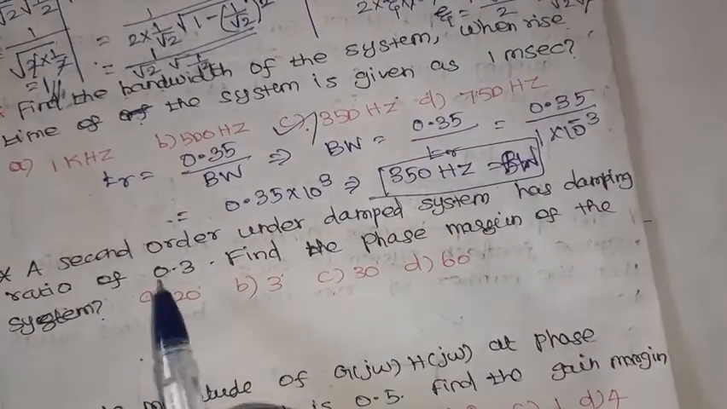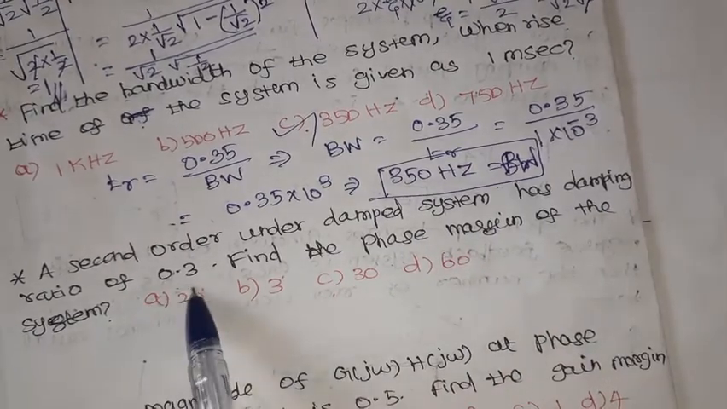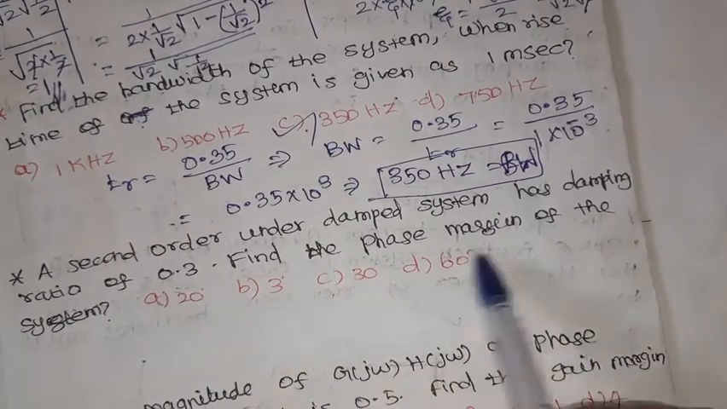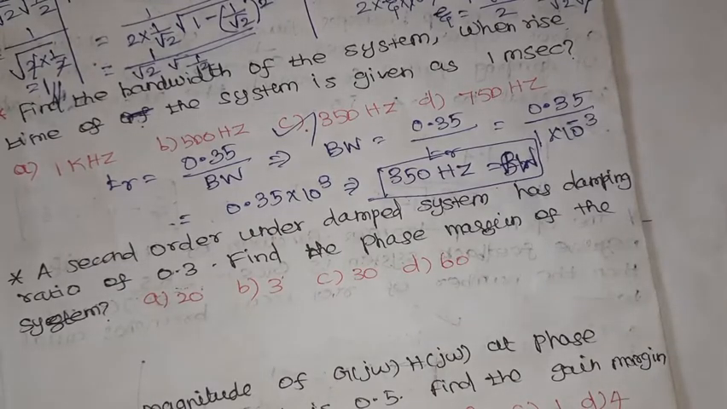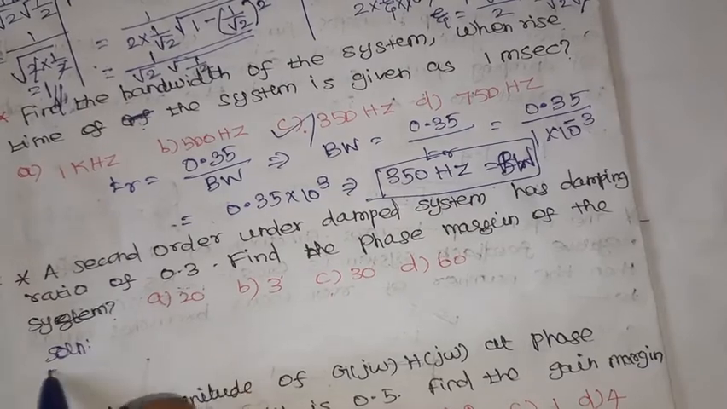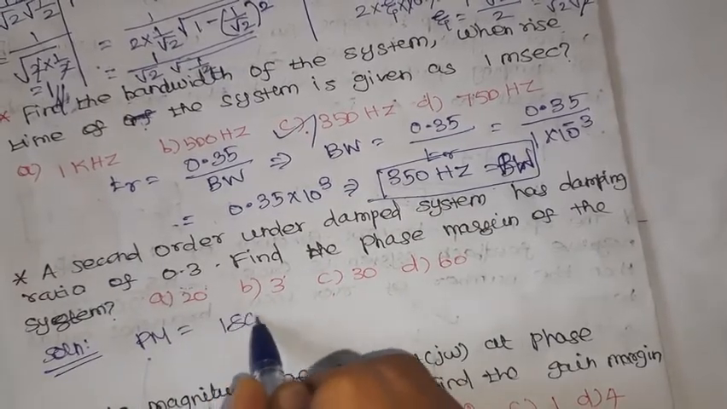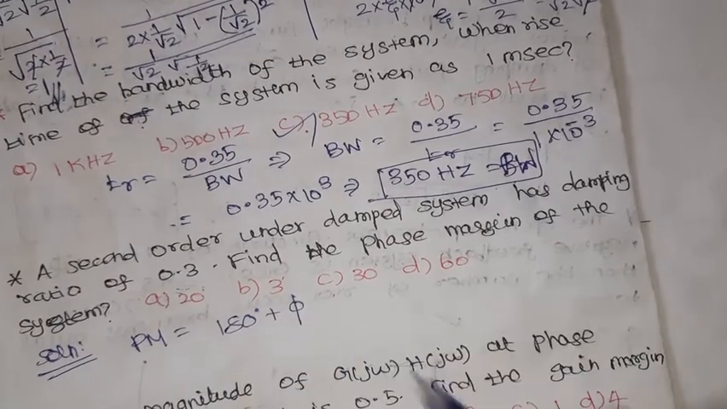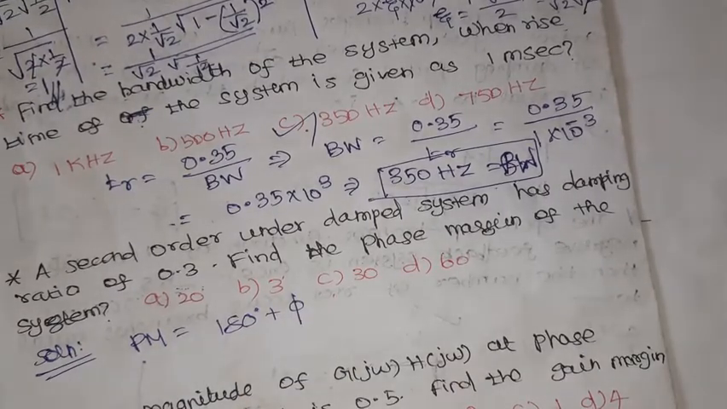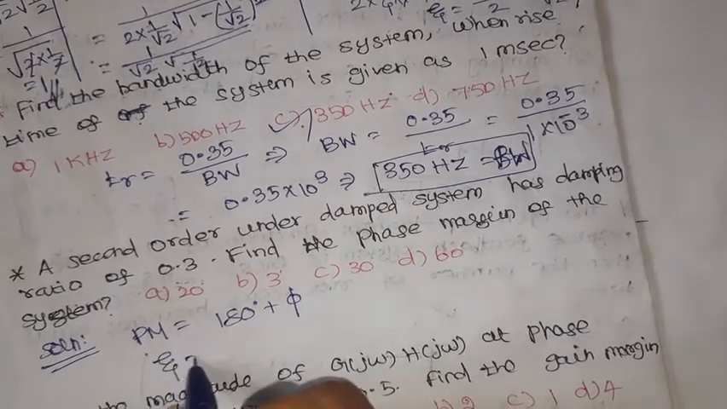We'll move on to the next problem. A second order underdamped system has a damping ratio of 0.3. Find the phase margin of the system. Let's see how to solve this problem. What is the formula for finding the phase margin? It is 180 degrees plus phi. This is the formula for the phase margin. Then what is given? Damping ratio zeta is equal to 0.3.